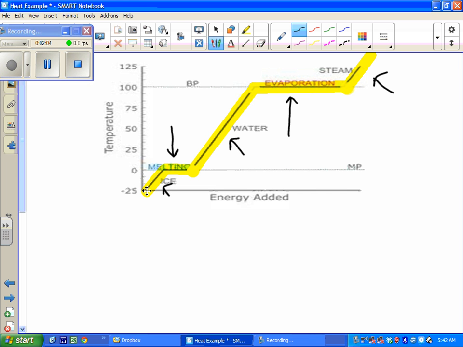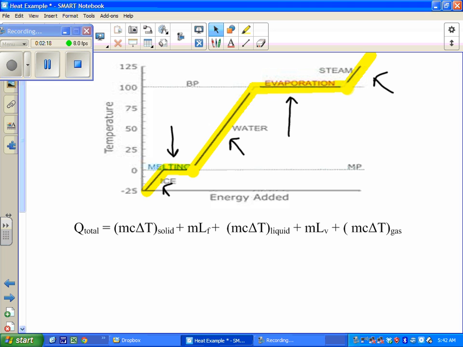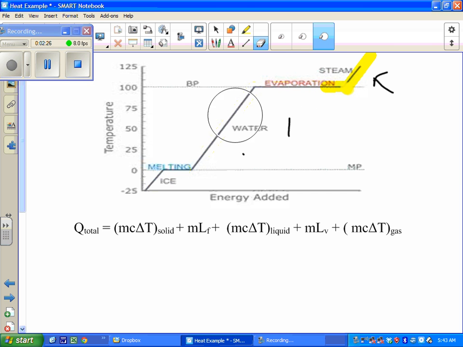So when we're calculating this, we can't just use Q equals mc delta T. We have to use a slightly different equation. And that equation is right there. So you can see we actually have different terms going on here. We have 5 terms, and the reason we have 5 terms is because we have the 5 different parts.